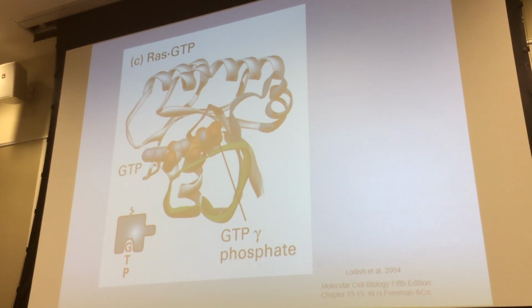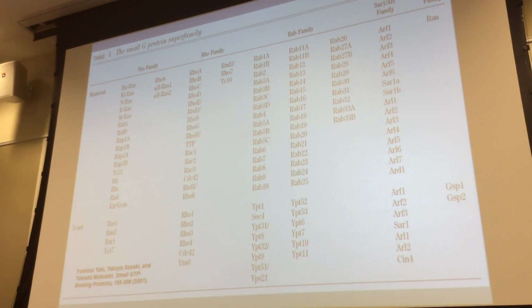So the reason this is an oncogene is that the GTPase activity that's taking place up in here won't take this phosphate off. So it becomes constitutively active.